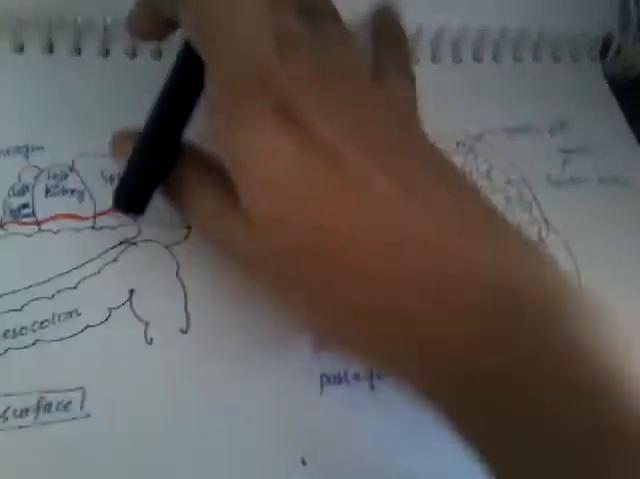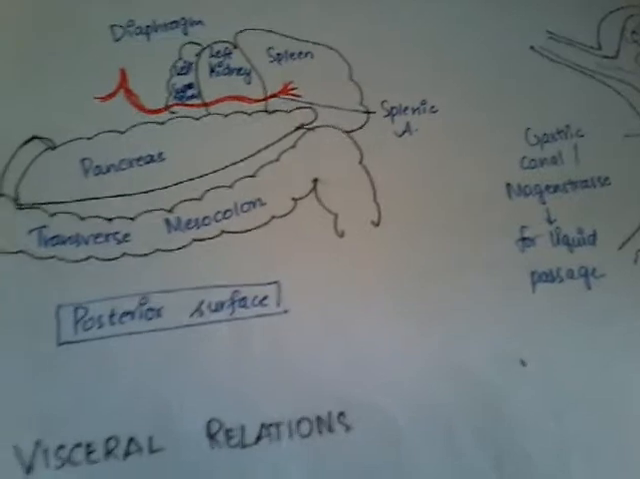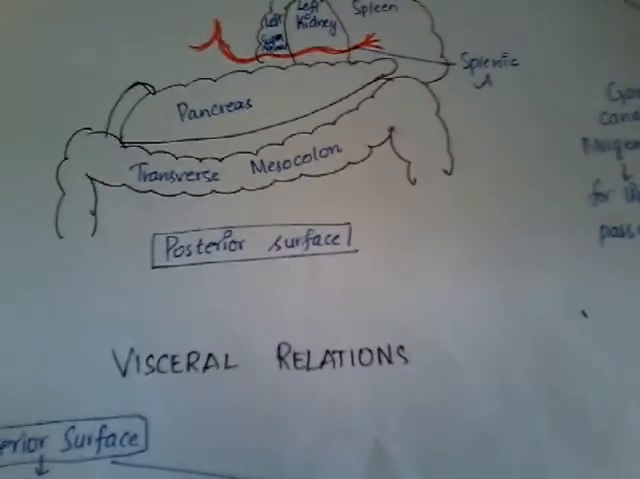peritoneal relations. Now coming to the visceral relations of the stomach. Viscerally, the stomach is related anteriorly.